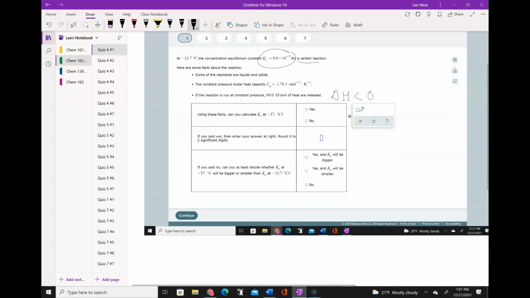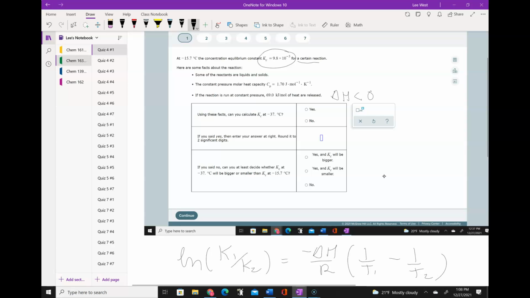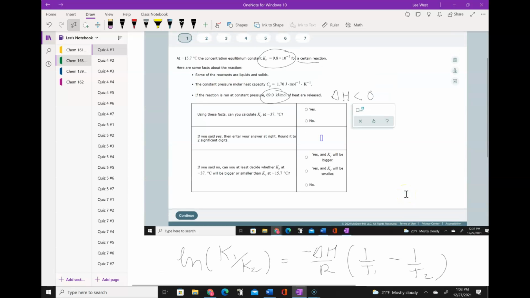So how do we relate these things? Well, we have to do log K1 on K2 is equal to negative delta H on R, 1 on T1 minus 1 on T2. So what do we have? We have K1, check. We are trying to find K2. We have the enthalpy of this reaction, so we have delta H, check. R is the ideal gas constant, so we have that guy. And then finally we need T1 and T2.